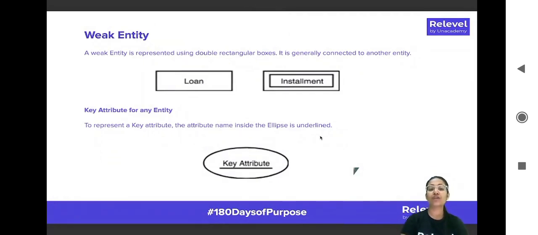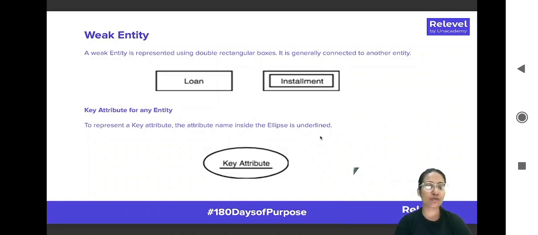Then we also have the concept of weak entity. Similarly, we have weak relationships, and we have weak entities as well. A weak entity is represented by double rectangular boxes. A normal entity is represented with a normal rectangular box, but a weak entity is represented using double rectangle boxes, and it is generally connected to another entity. So you don't have this entity as an independent. A weak entity is usually connected to a strong entity.